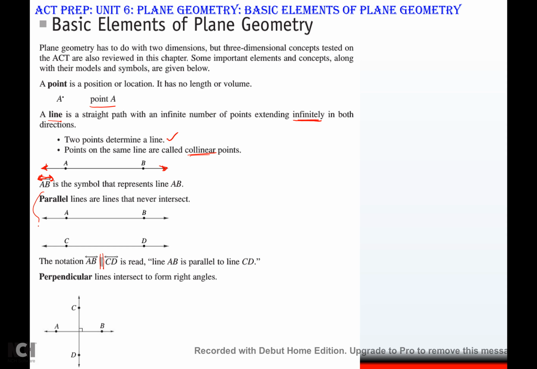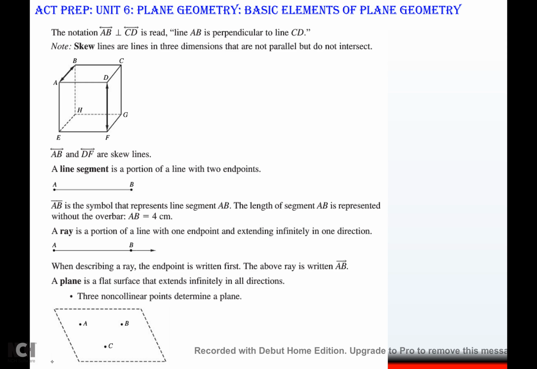Okay, that's parallel lines. Perpendicular lines intersect to form right angles. So they make a 90-degree angle wherever they intersect. And the notation AB, line AB, is perpendicular to line CD. That's how that is read. Okay, this symbol, an upside down T, represents perpendicular.